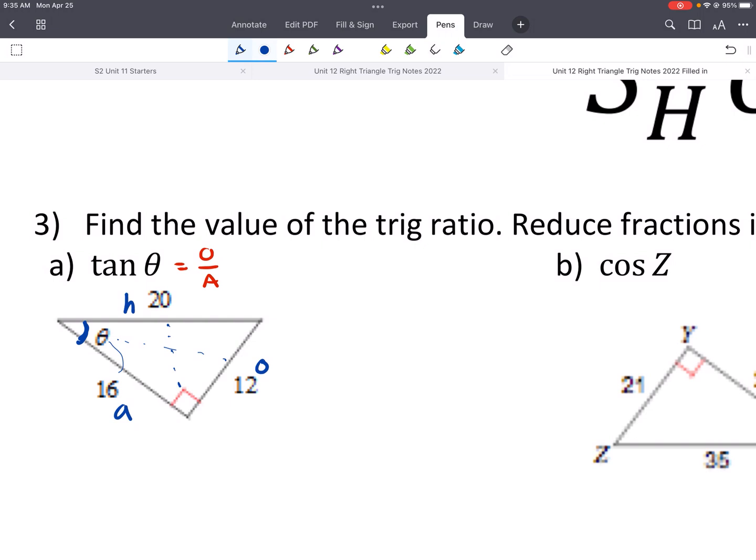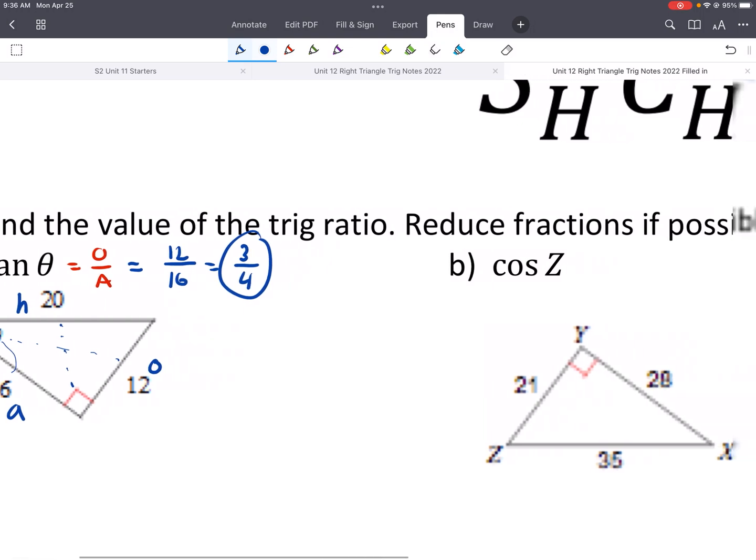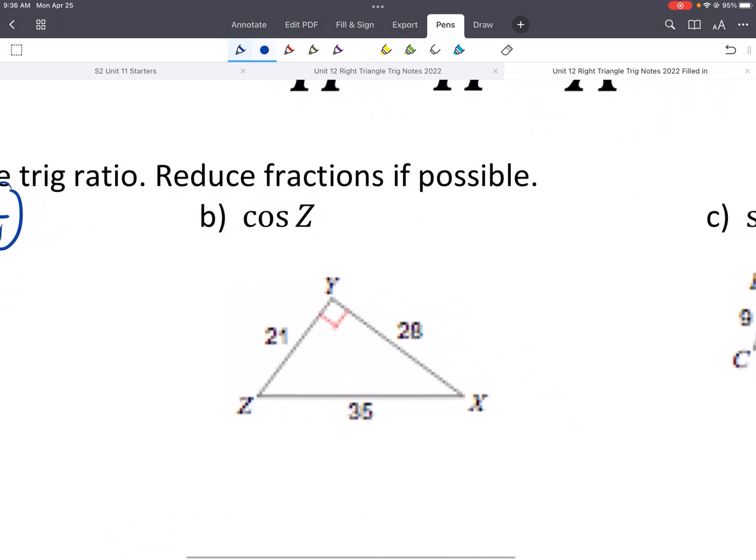So now we know what H is. H is 20. We know that 12 is opposite and adjacent is 16. So now we can just substitute. O is 12 and A is 16. And we can simplify that fraction. So we can divide top and bottom by 4 and would get 3/4. And that would be our answer. Okay, so that's what we're trying to figure out today. That's basically it. All right, let's try another one.